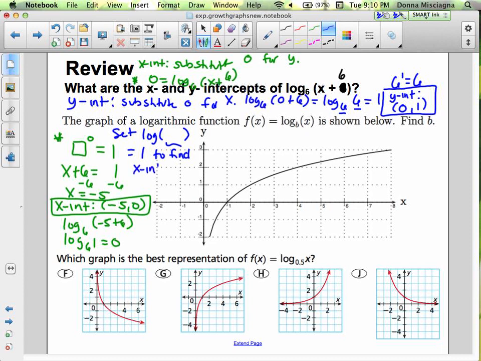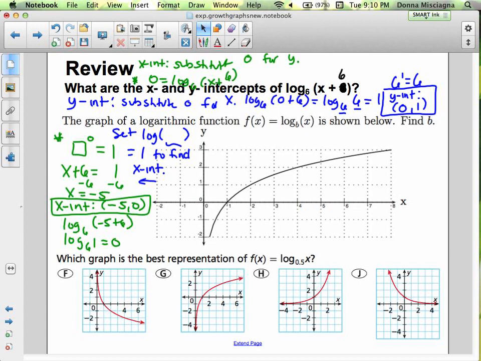You can do that every time. All right? And every time you can plug in 0 for x and find the y-intercept. All right, so now let's take a look at this one. We have the graph of a logarithmic function is shown. We want to find our b, which is our base.